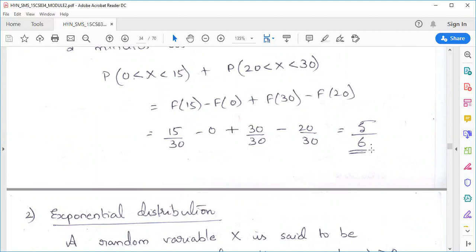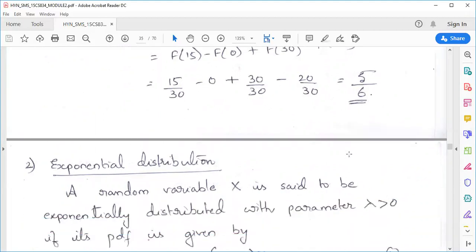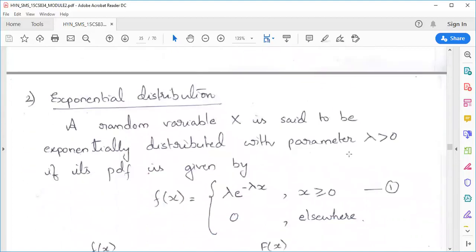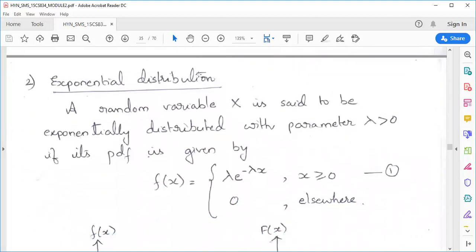We'll get the answer as 5 divided by 6, right. So this is the problem on uniform distribution. Let's move on to the next type of distribution. It is exponential distribution, right.